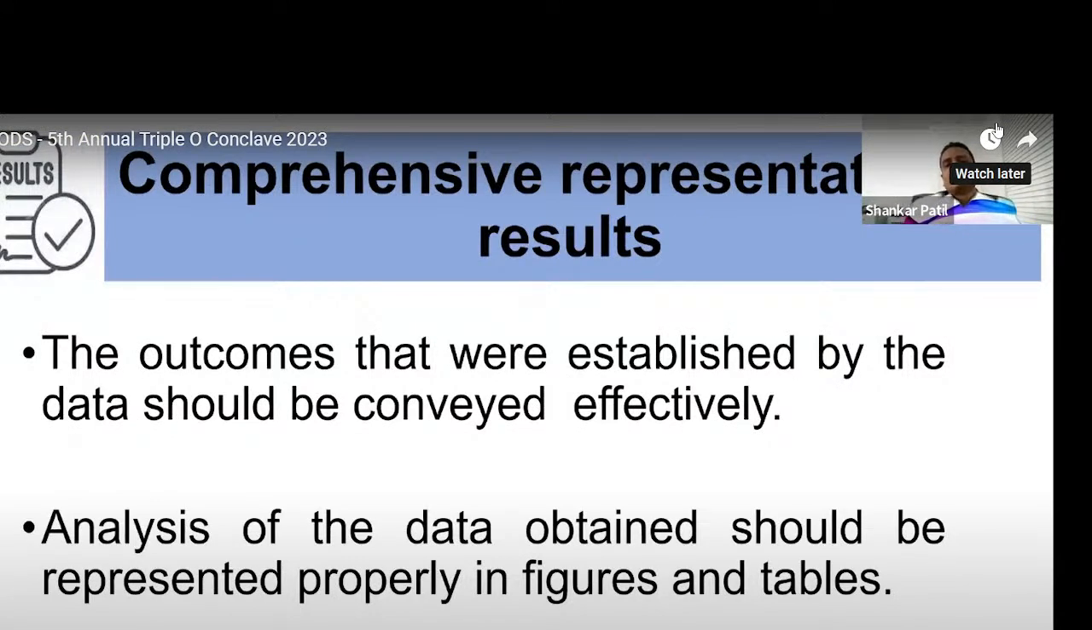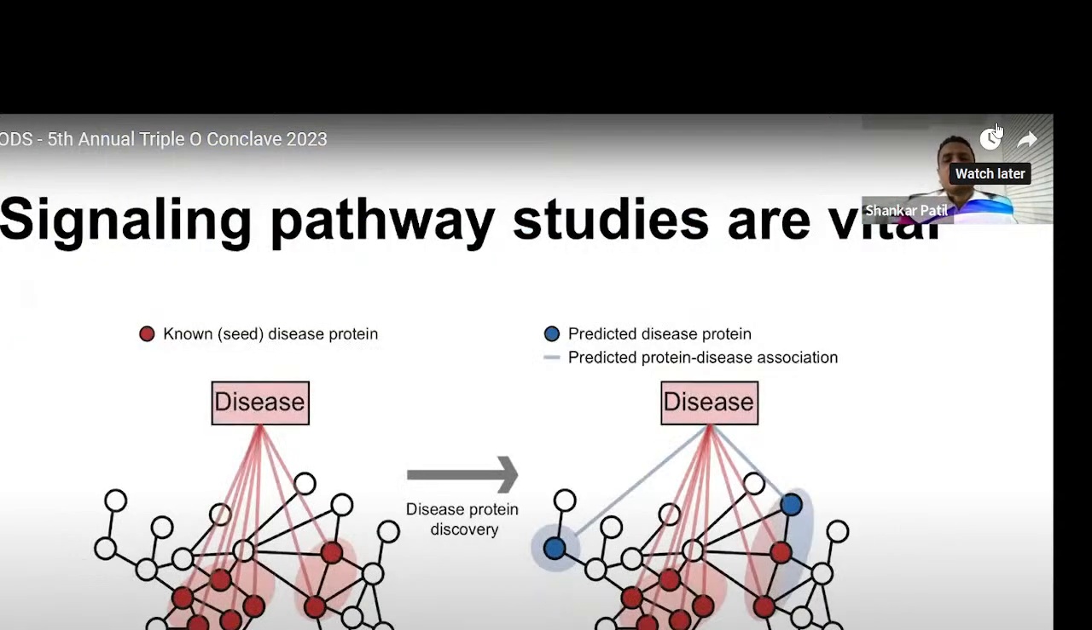For a comprehensive representation of the results, you have to analyze the outcomes properly and represent them more in the form of figures and tables with proper legends. Tell what is there in that table and figure, and give proper explanatory legends. The analysis of the data should be done properly with good figures and tables, not 20, 30. You need to include the representative figures and tables. If you include too many tables and figures, then they'll ask you to reduce or they will reject the manuscript. And signaling pathways are very, very important.